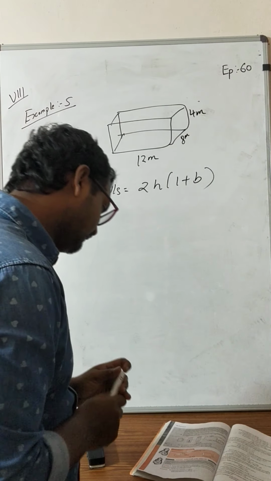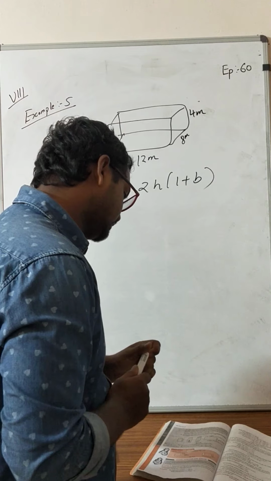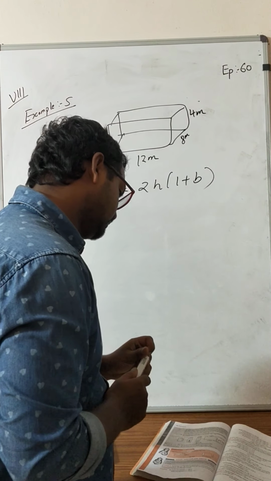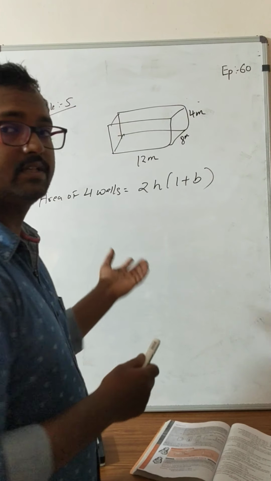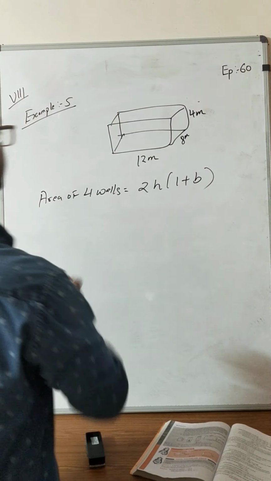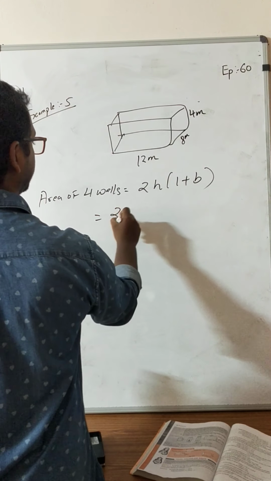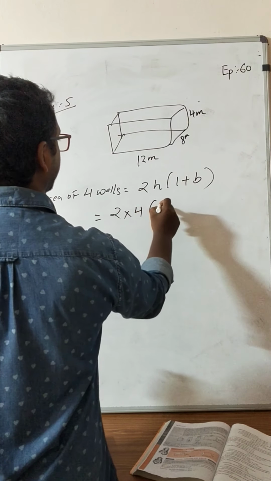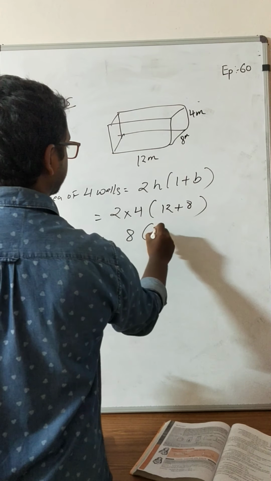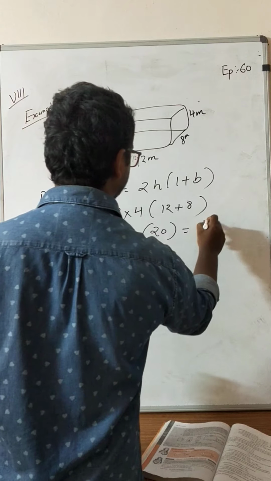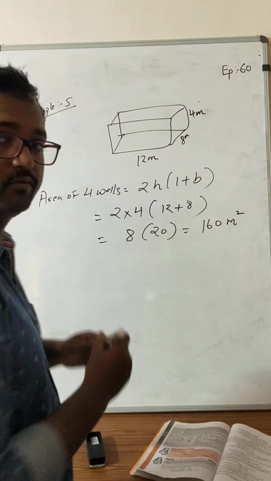Now what they have asked is, what will be the cost of whitewashing if the ceiling of the room is also whitewashed? First, let us find the area of four walls. Area of four walls is 2 into height, which is 4, into L plus B, 12 plus 8, 20. So 4 into 8 into 20 gives 160 meter square. This is the area of four walls.